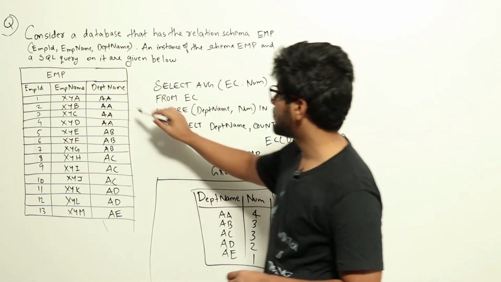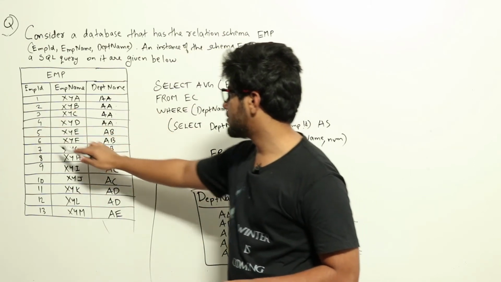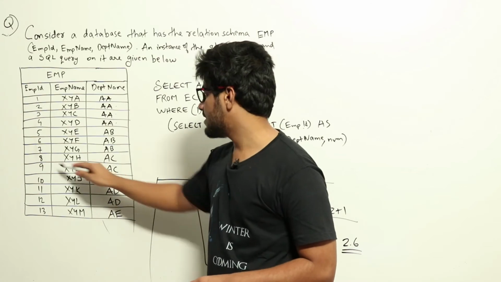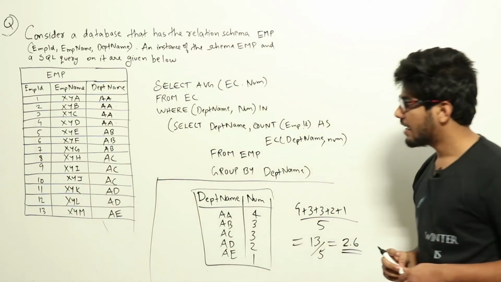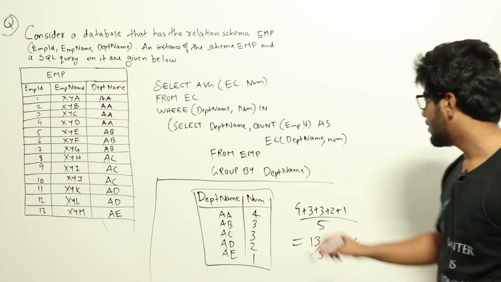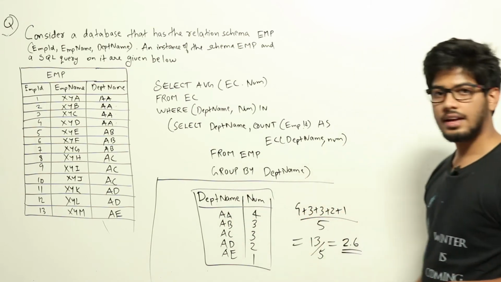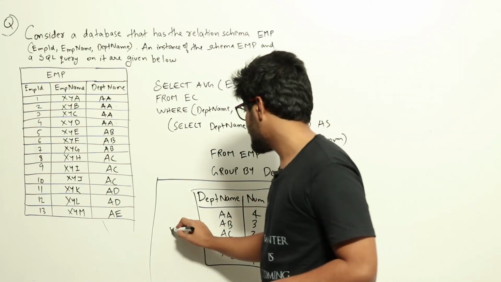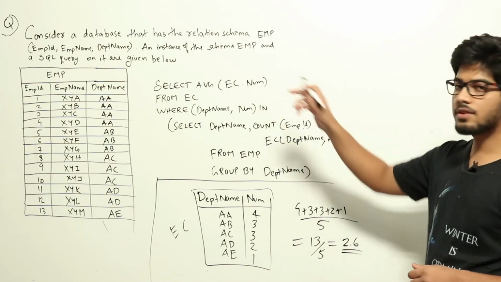For AA, there are 4, that is 1 2 3 4. AB has 3, that is 5 6 7. AC has 3, that is 8 9 10. AD has 2, that is 11 12, and AE has only 1, that is 13. So the inner query will be returning this, and this table we have named EC. That's given here.